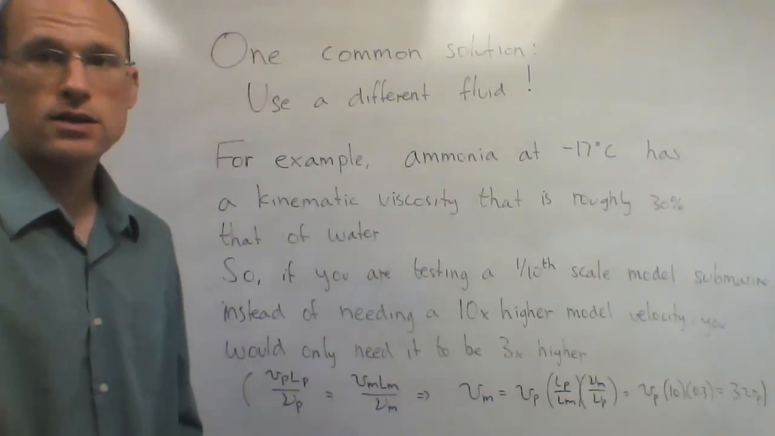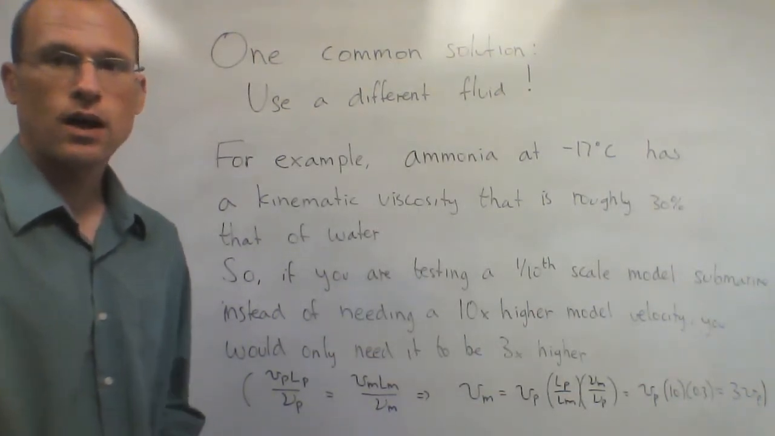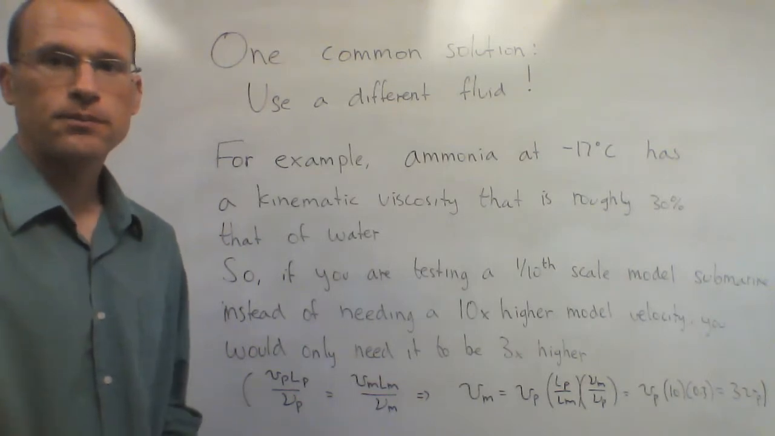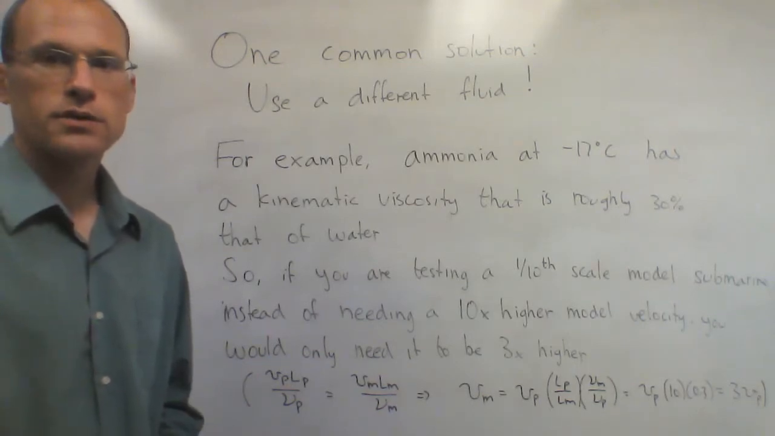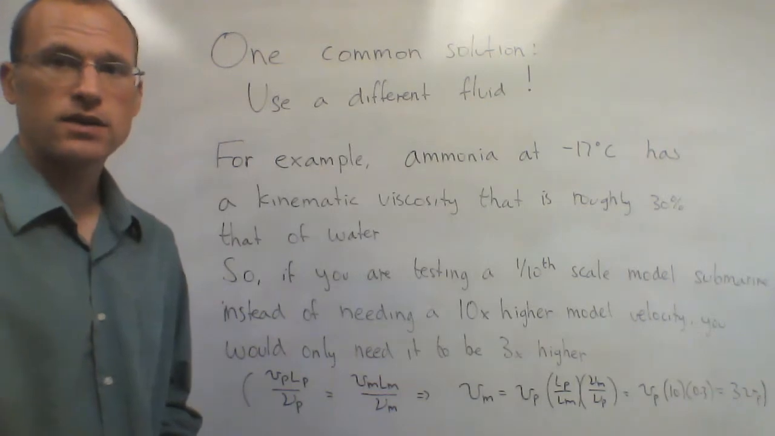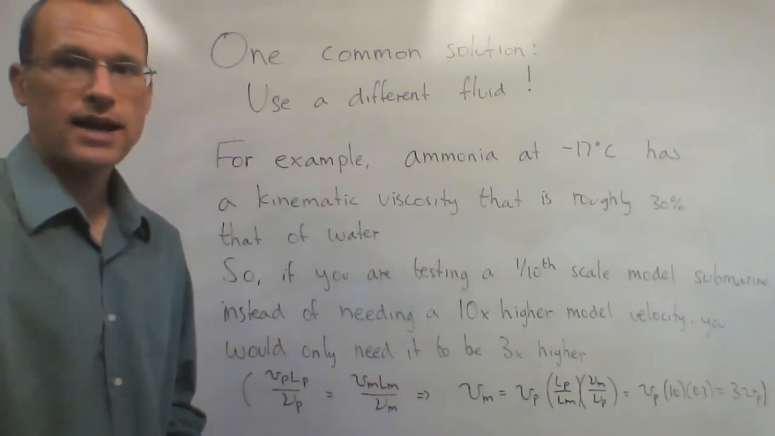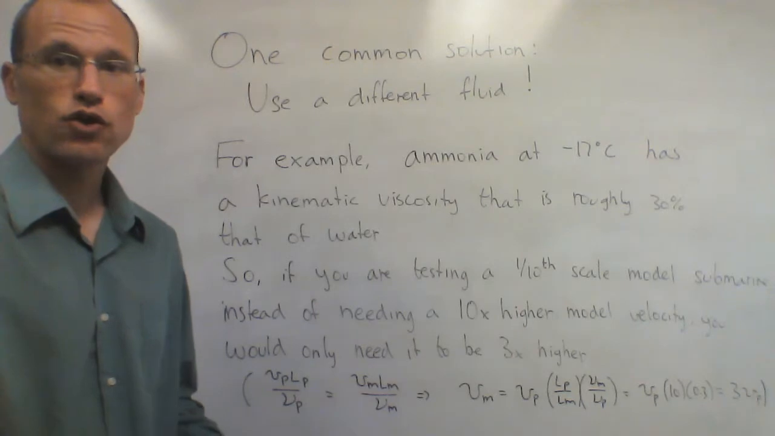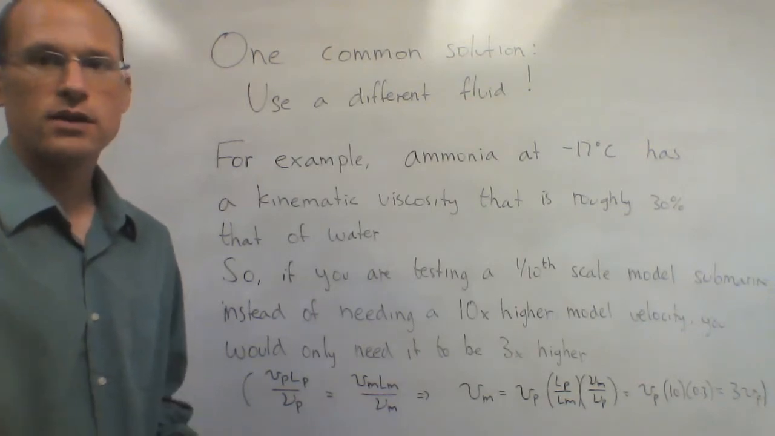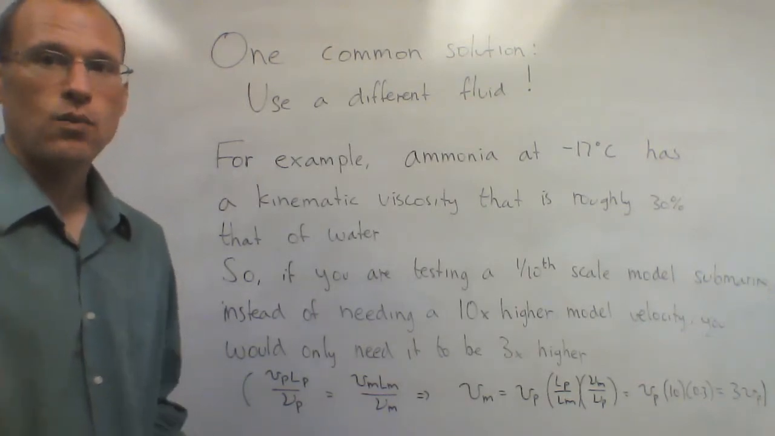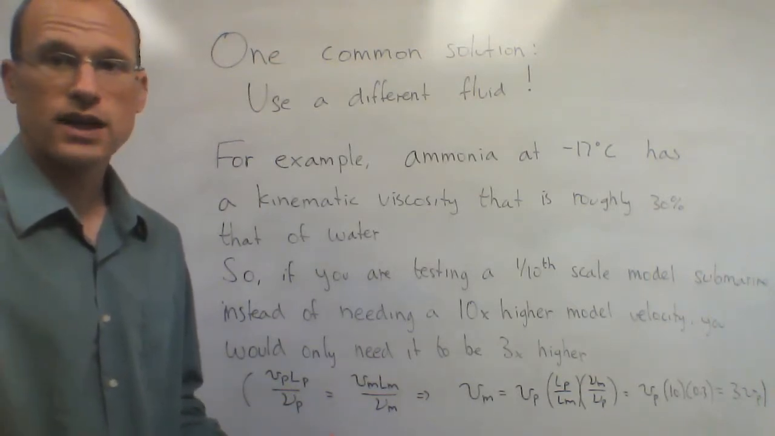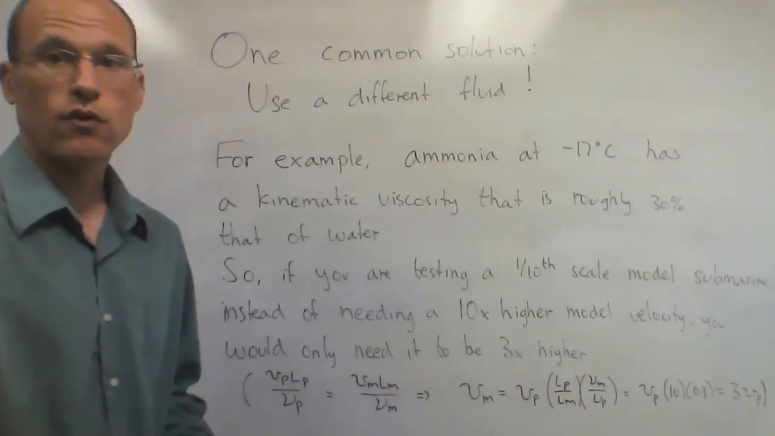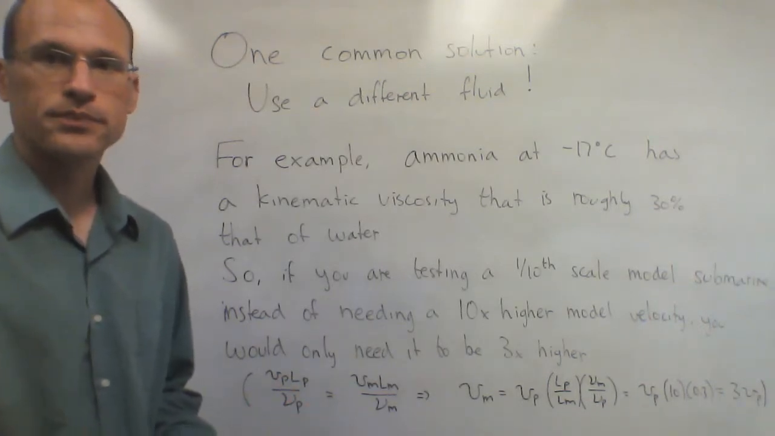Another example of that is if you have a submarine going to operate in water. To do the model test, you have a 1/10 scale model like we had before, but instead of using water again, we could use ammonia at negative 17 degrees Celsius, because that has a kinematic viscosity that's roughly 30% that of water. What that does is, instead of needing 10 times velocity, we now only need 3 times higher velocity. So again, going back to the previous case, instead of being 100 meters per second, it would have only been 30, which is much more doable.